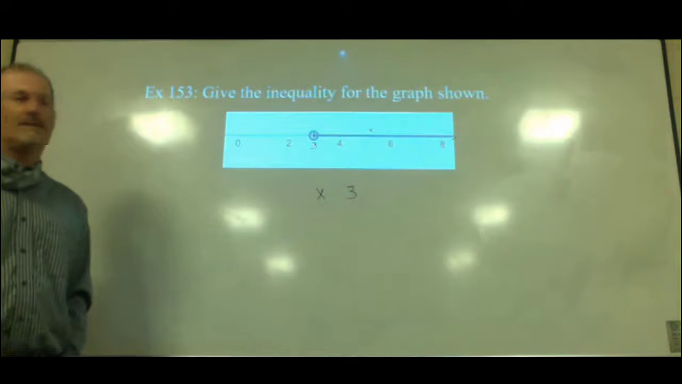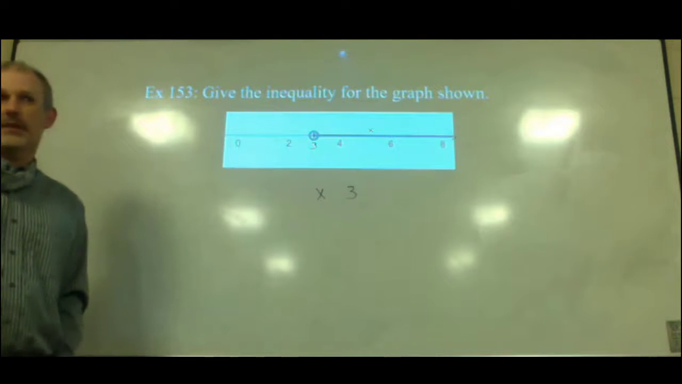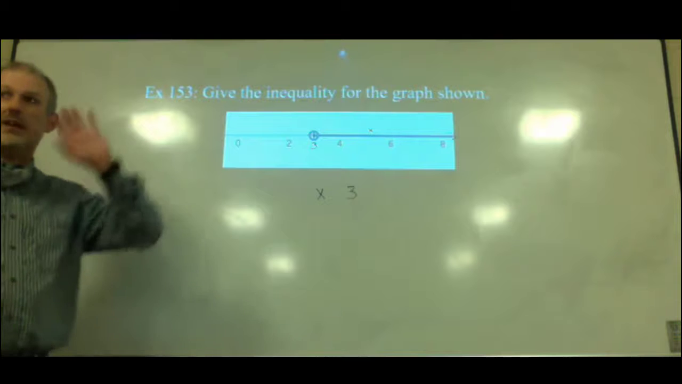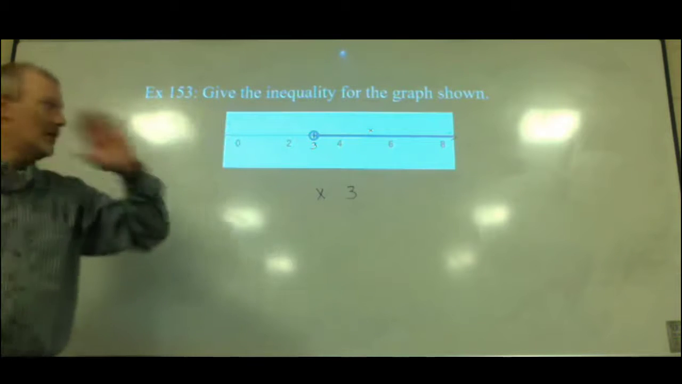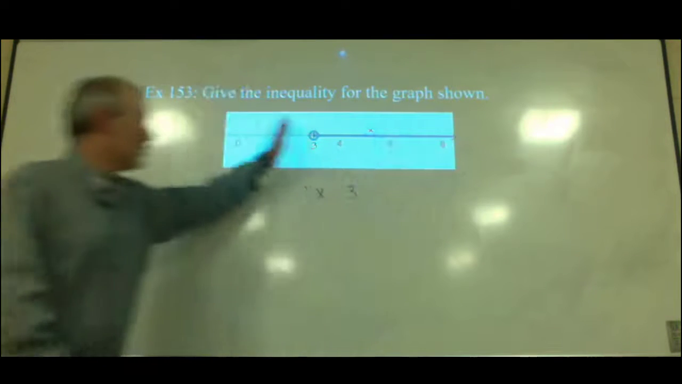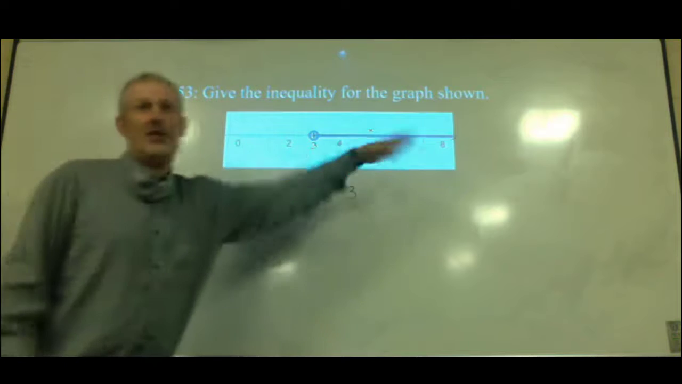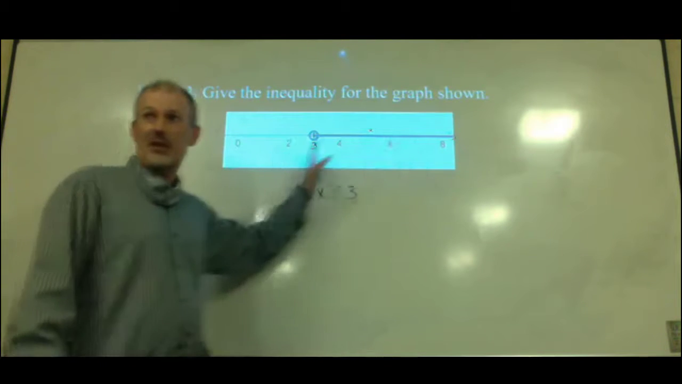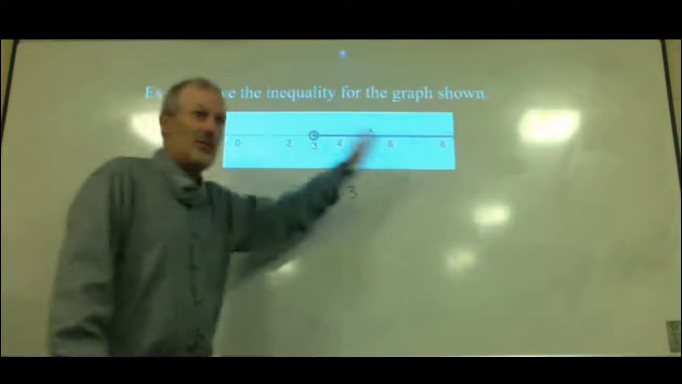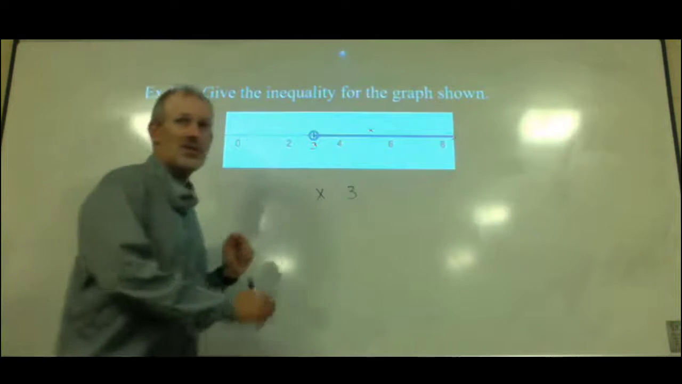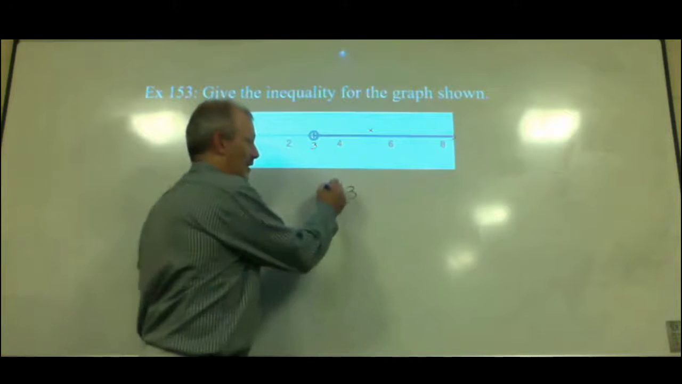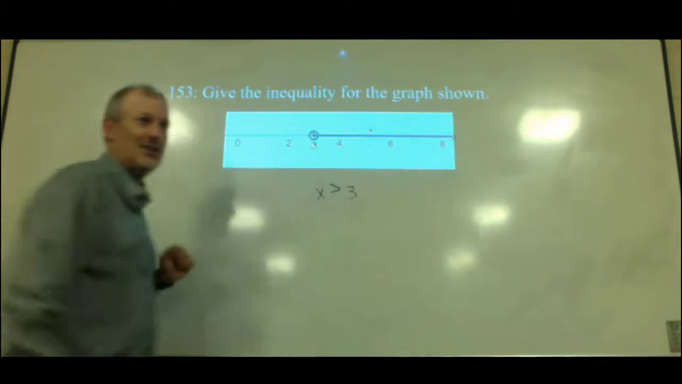Is it equal to it? No. How do we know? The first thing I'd say is, depending on which direction it goes, are the numbers bigger than 3 or are the numbers less than 3? Greater than 3, like 6 is greater than 3, 9 is greater than 3, 4 is greater than 3. So what does our greater than sign look like? Open, like this, right? Good.